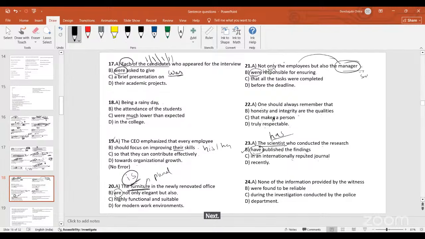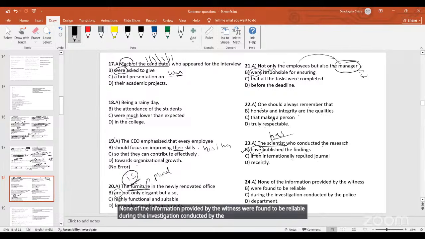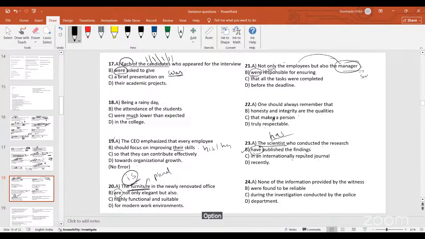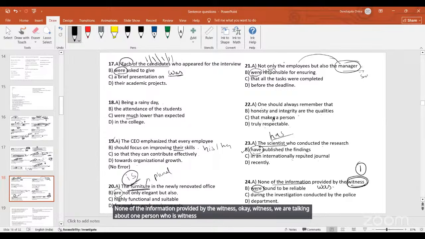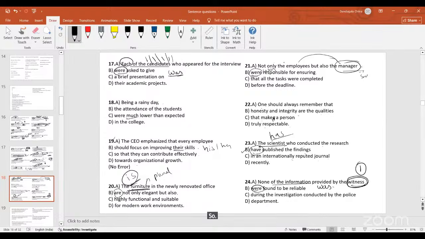Next. None of the information provided by the witness were found to be reliable during the investigation conducted by the police department. Option B, sir. Was found to be reliable. Why was? None of the information provided by the witness. We are talking about one person who is the witness, not witnesses. So witness was, not witness were.